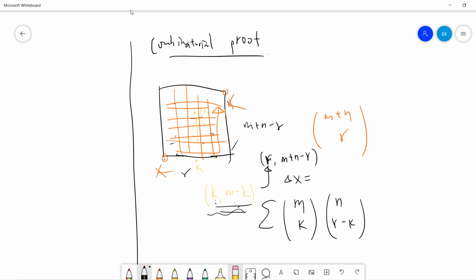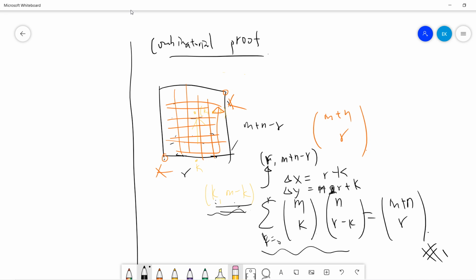Because the difference in x is r minus k, and the difference in y is n minus r plus k. If you add these two, you get n, and then you choose the x steps, which is this. So from k to r, it equals this. So it's the same proof.